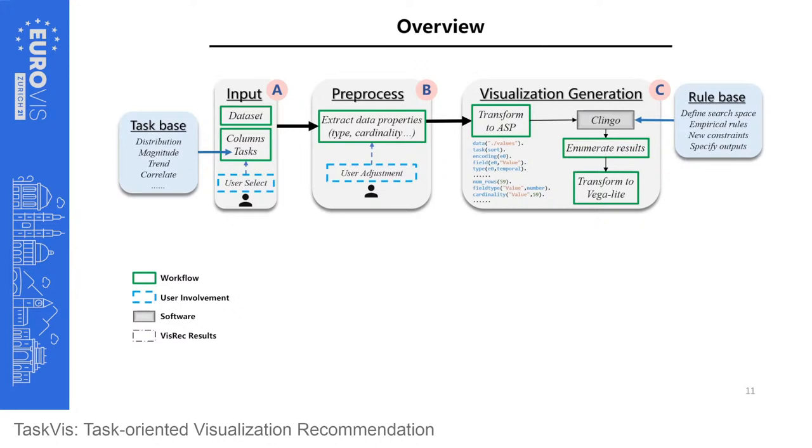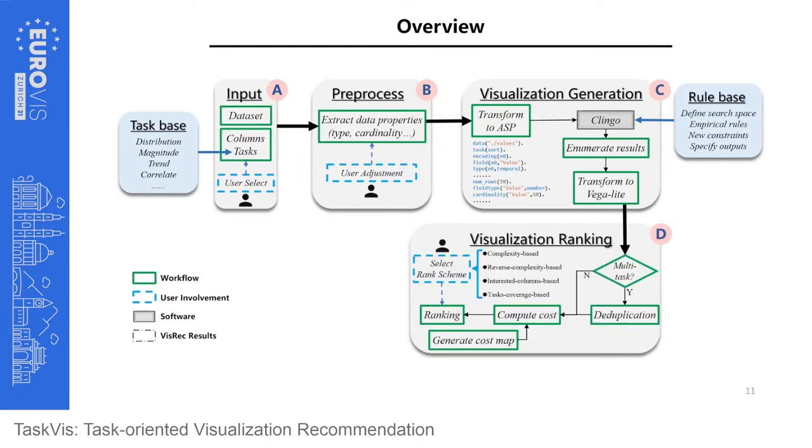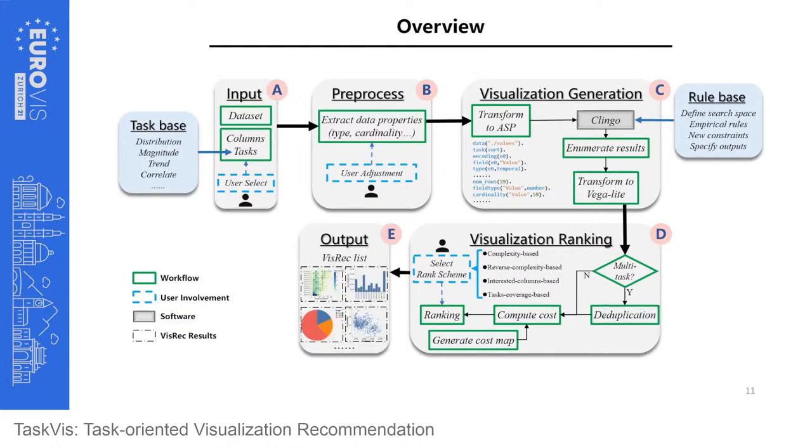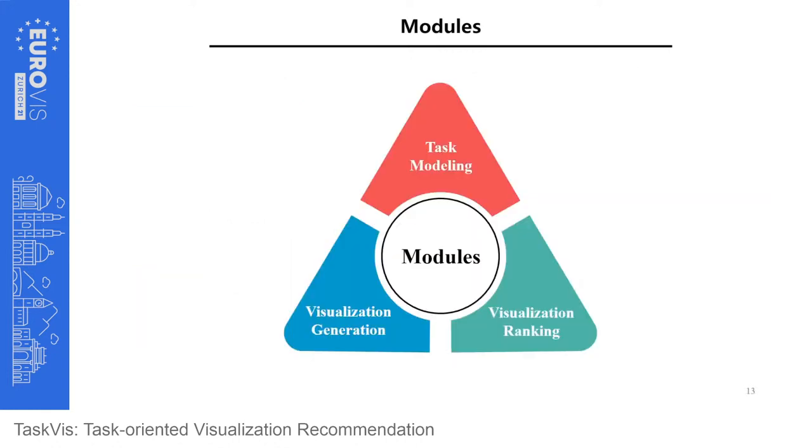Apart from the user's input, a rule-base is the core of TaskVis and should also be sent into Clingo. All resulting answer-set programming constraints are later transformed into Vega-Lite. In the visualization ranking module, each visualization is assigned a cost value based on a cost map. On this base, four ranking schemas are designed for users to select. Finally, a VisRec list is presented to the user. The whole solution can be mainly divided into three parts: task modeling, visualization generation, and visualization ranking, which will be introduced in detail below.